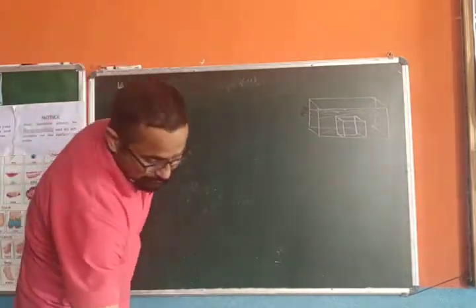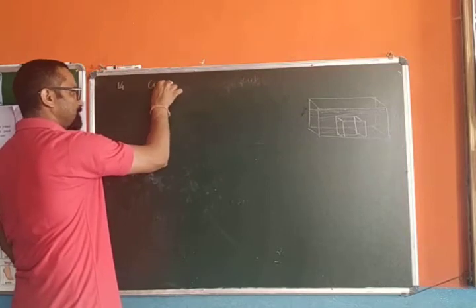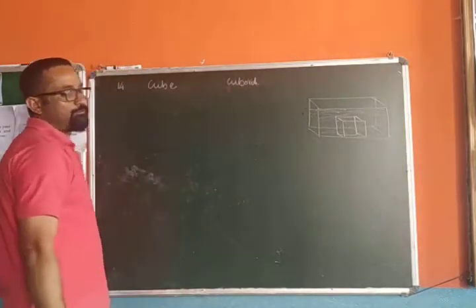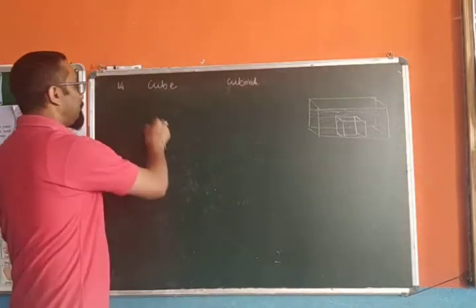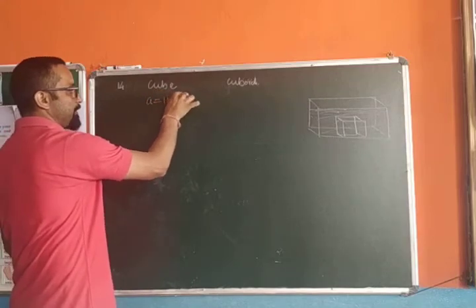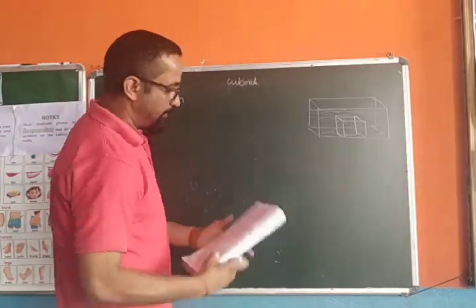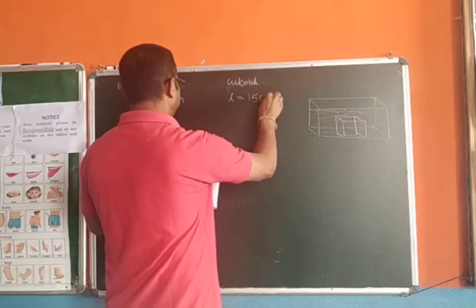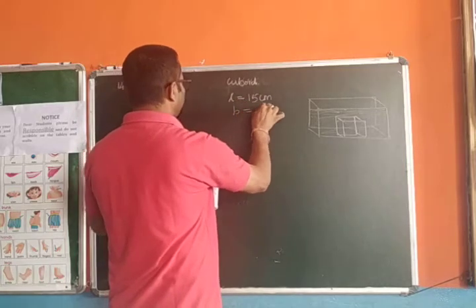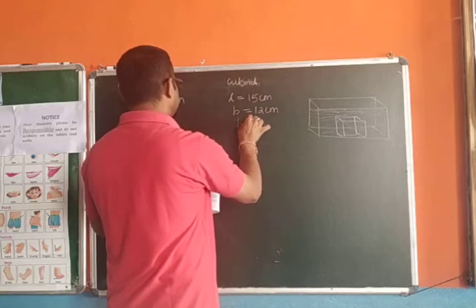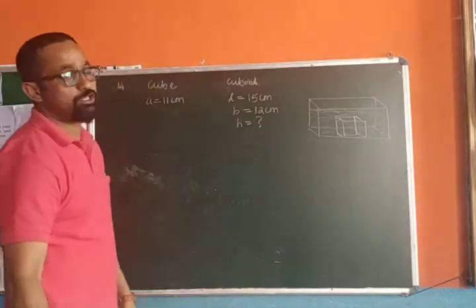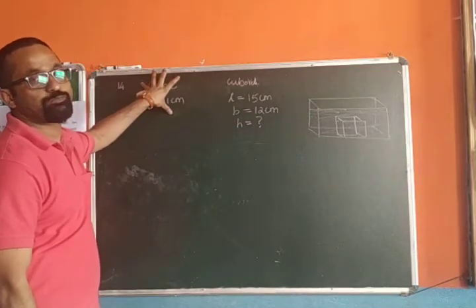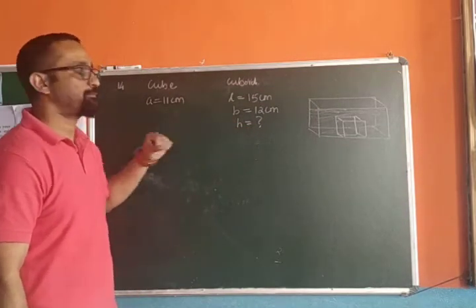So you write one side cuboid, because the vessel is in the form of a cuboid. Side of the cube is given, 11 centimeter. Length of the vessel is given, which is equal to 15 centimeter. Breadth is given, which is equal to 12 centimeter. The question says to calculate the rise in the level of water. Water is rising because of the volume of the cube, and you have to find the dimension.